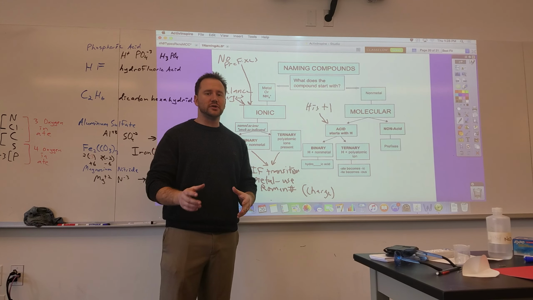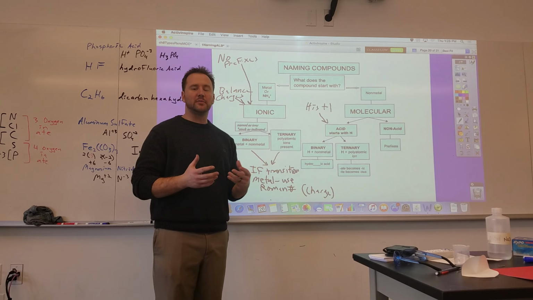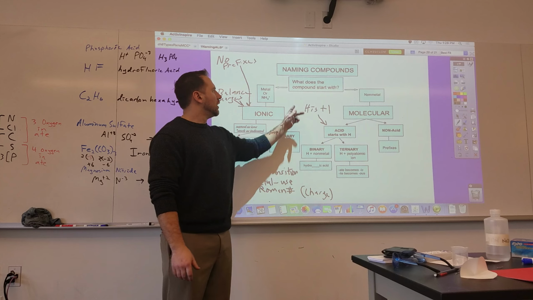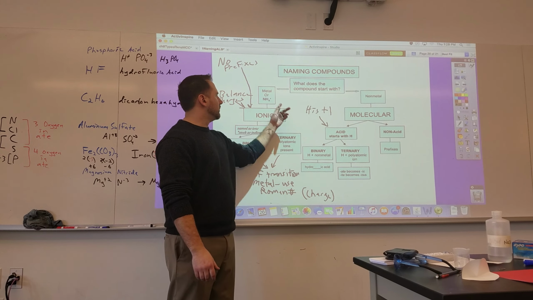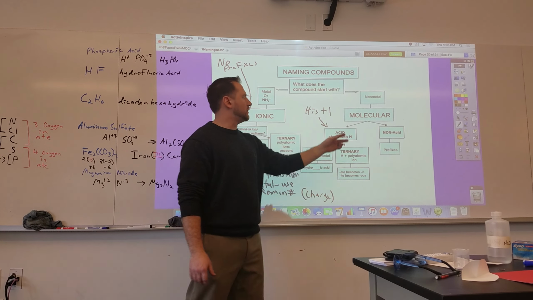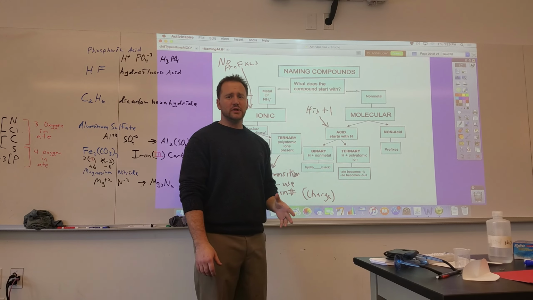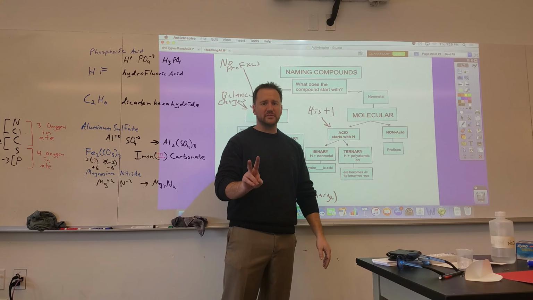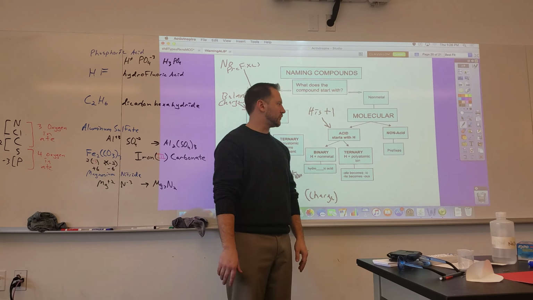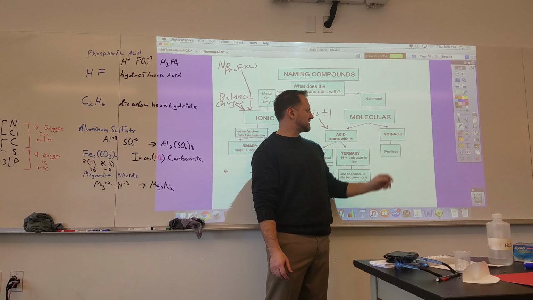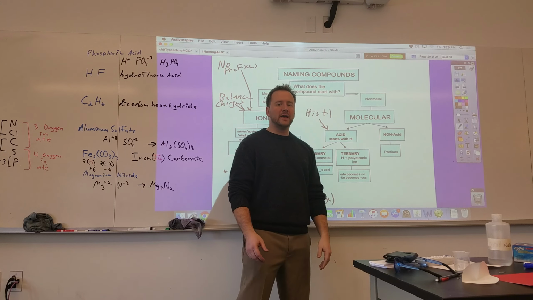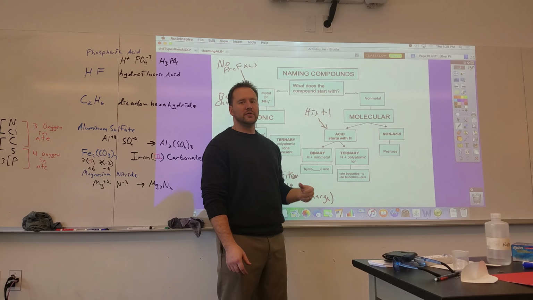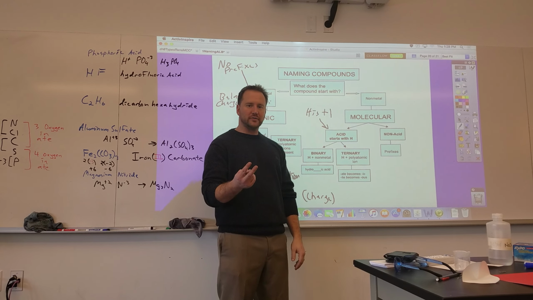So the first question you need to ask yourself when you're figuring out how to name or write the formula for a substance is, what does it start with? Does it start with a metal or ammonium, or does it start with a non-metal? If it starts with a non-metal, then that means that you have a molecular compound. And there's two types of molecular compounds that you're going to be responsible for. One are non-acids, which we use prefixes for. And then if we have an H in front, we know that it's an acid, and there's two possibilities there.